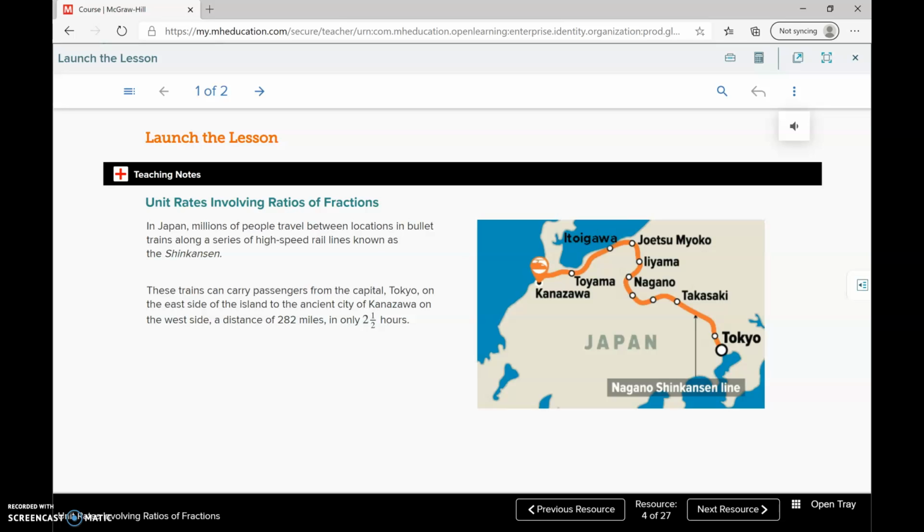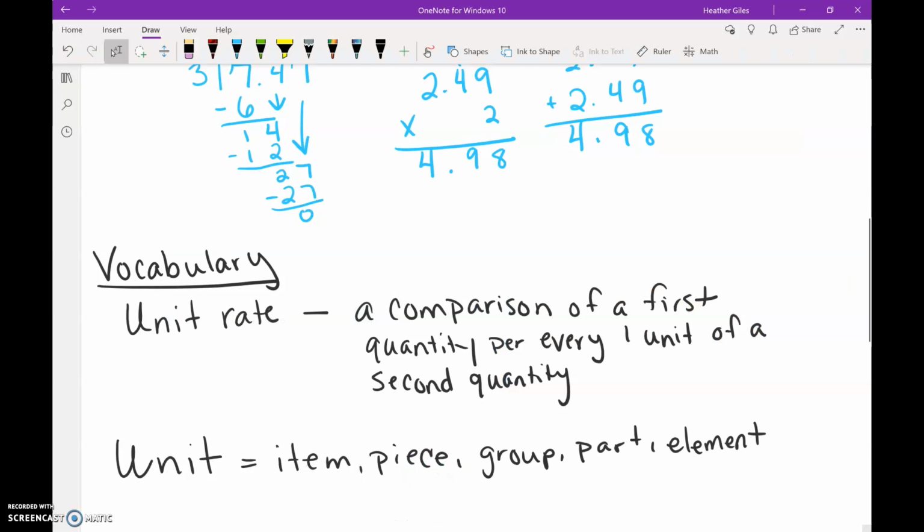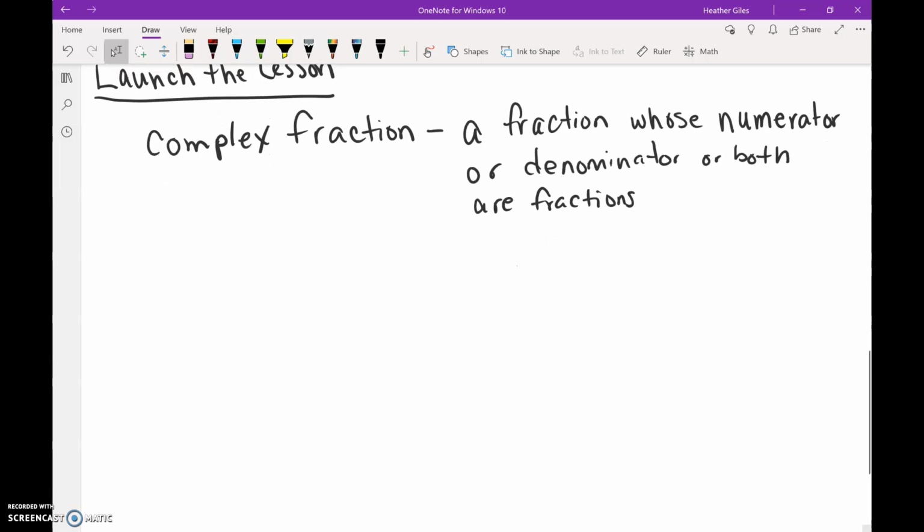In the US, federal regulations limit the maximum speed of passenger trains to 59 miles per hour. How long would it take for a US passenger train traveling at this rate to cover a distance of 282 miles? So let's do a little bit of math. All right, we'll come back to that.